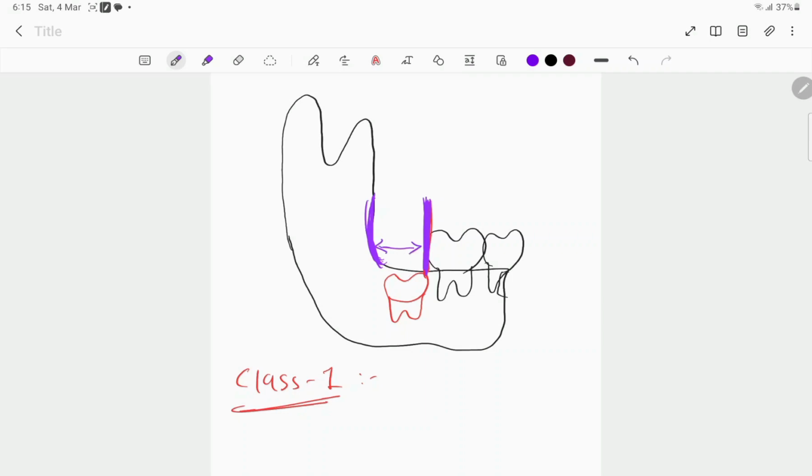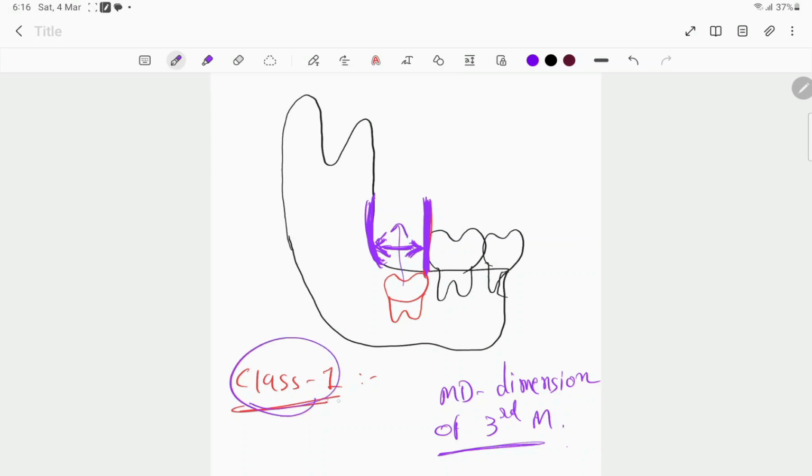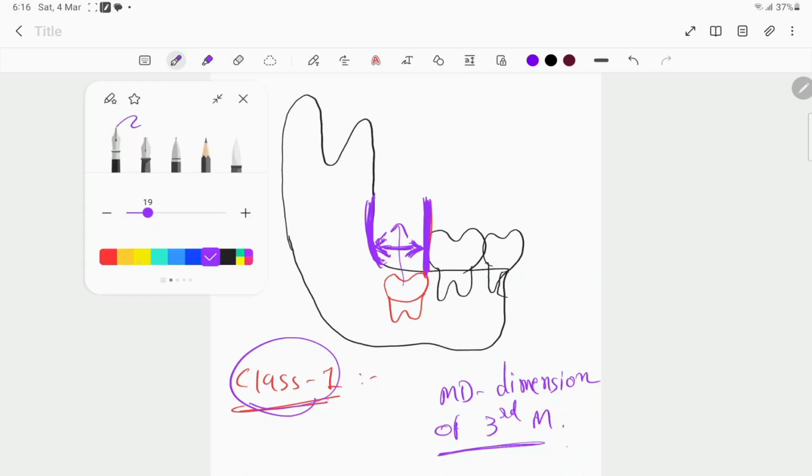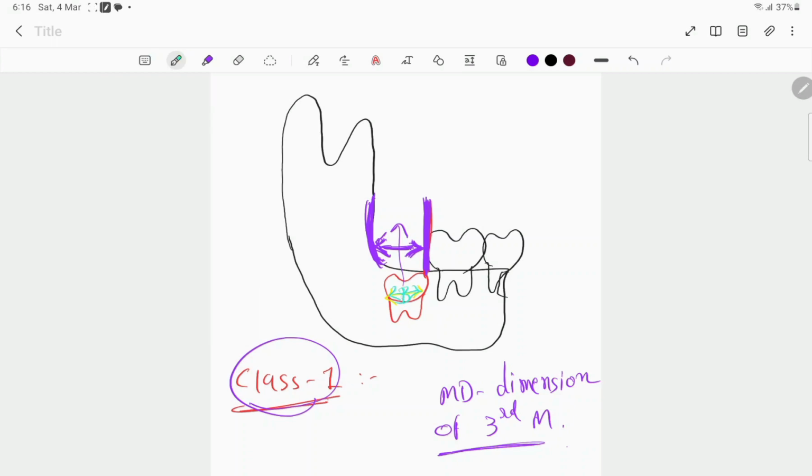How much sufficient space? How we count this is that we first measure the mesiodistal dimension of the third molar. If that much space is available between the anterior border of the ramus and the distal surface of the mandibular second molar, enough for it to erupt, then it is class 1. Suppose the mesiodistal dimension is B and this space is A. Now if A is greater than B or almost equal to B, then this is class 1.